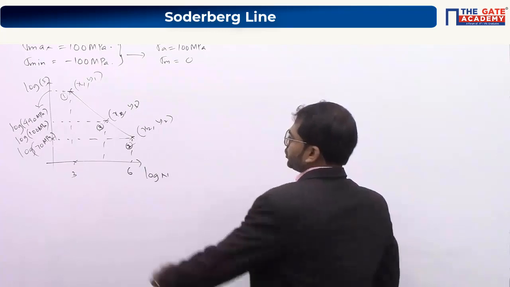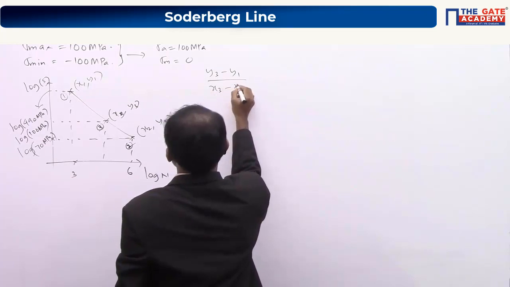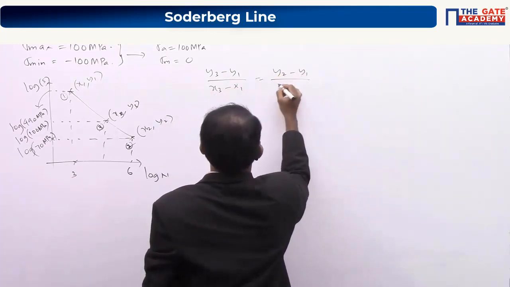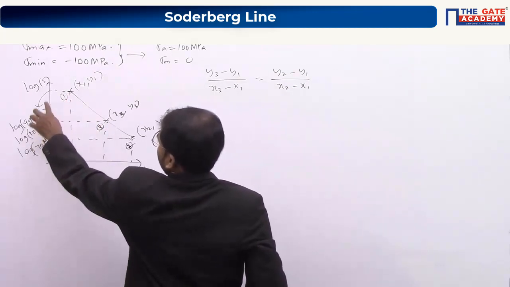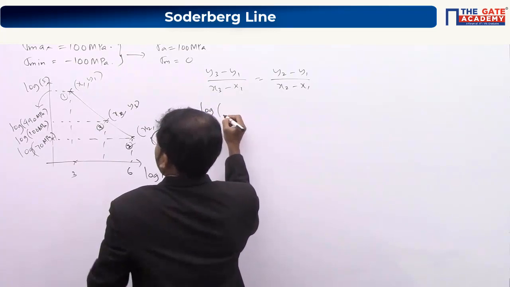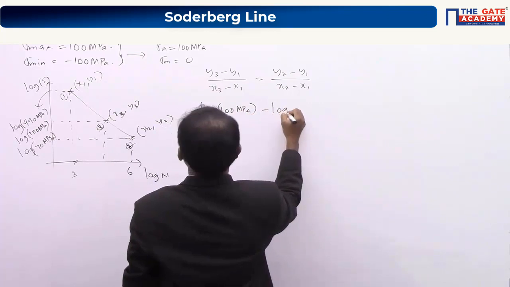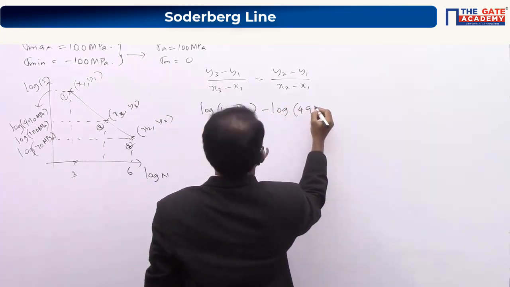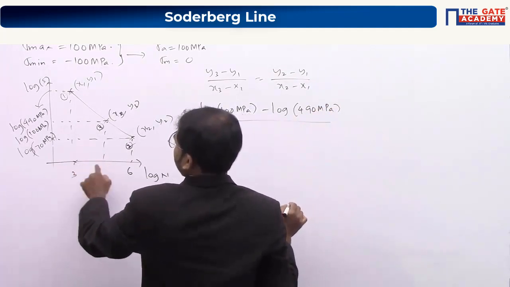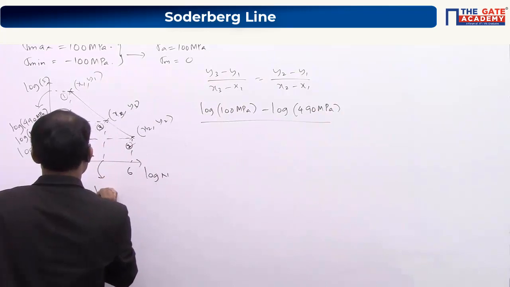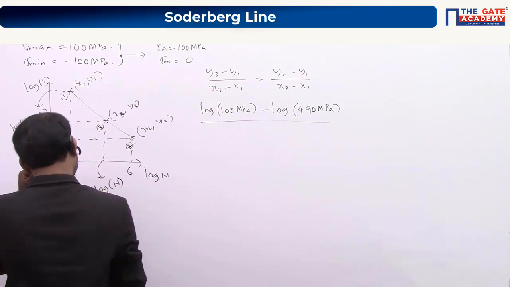Okay. So you guys know how to take the slope. Slope is nothing but y3 minus y1 by x3 minus x1 is equal to y2 minus y1 by x2 minus x1. y3 minus y1 means these values here. Log of y3 is 100 megapascal, minus log of 490 megapascal y1, whole by x3 minus x1. We have to get this value here. So let's assume this is some log of n. Understand? We have to get this value of number of cycles.